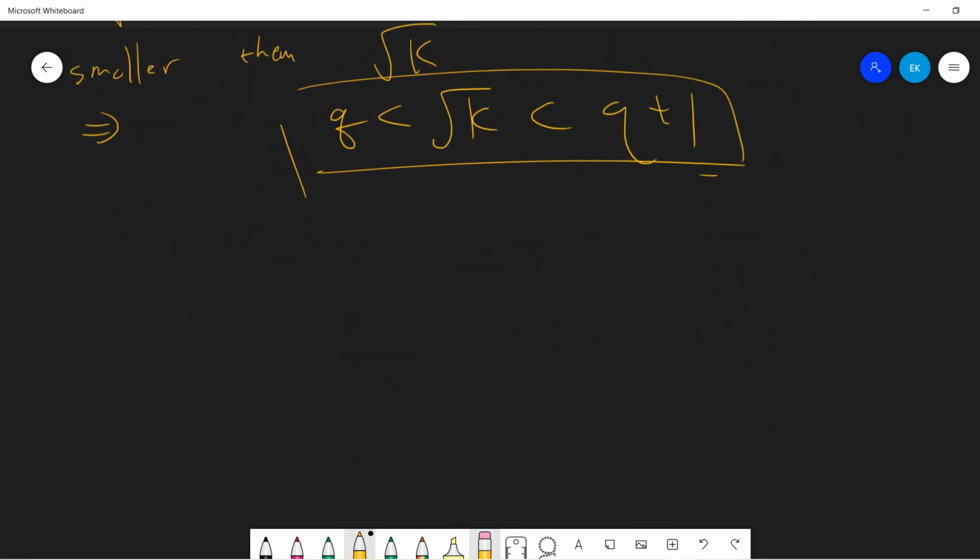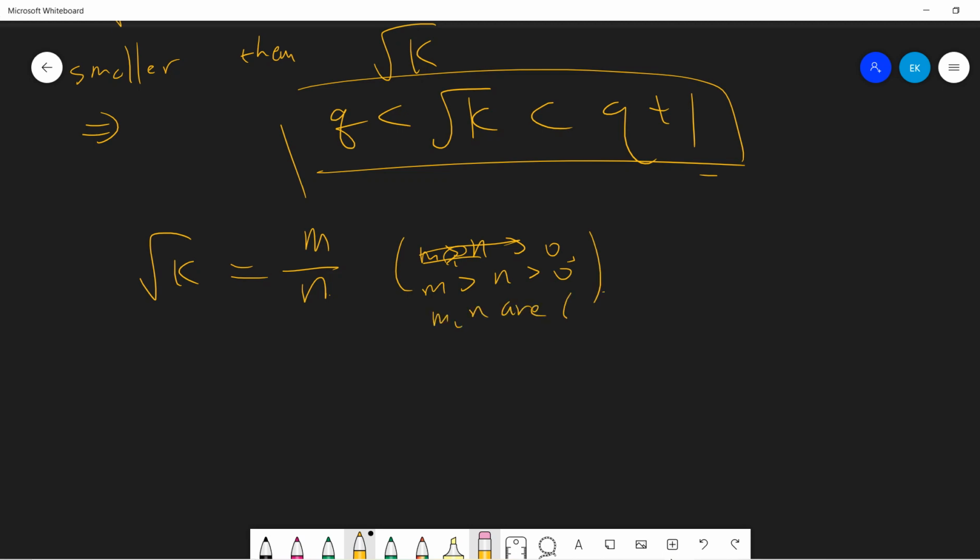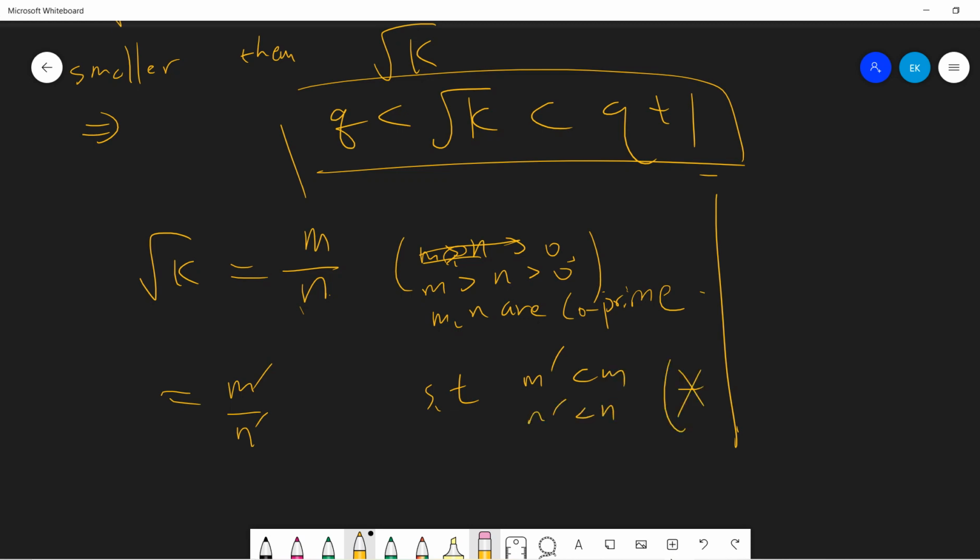Now our idea is that I want to write the square root of k as m divided by n, where m and n are both positive and coprime. I want to shuffle this m and n, and then I will get something, let's say m prime divided by n prime, such that m prime is less than m and n prime is less than n. So this will lead to a contradiction.